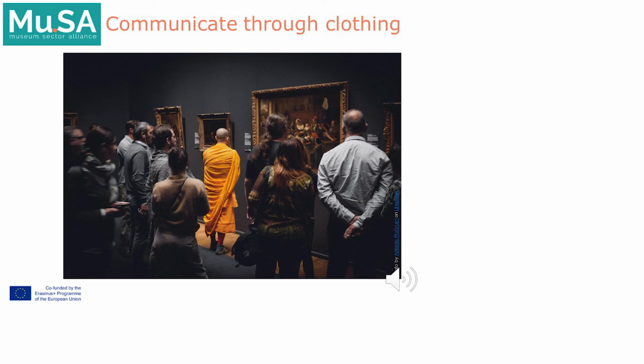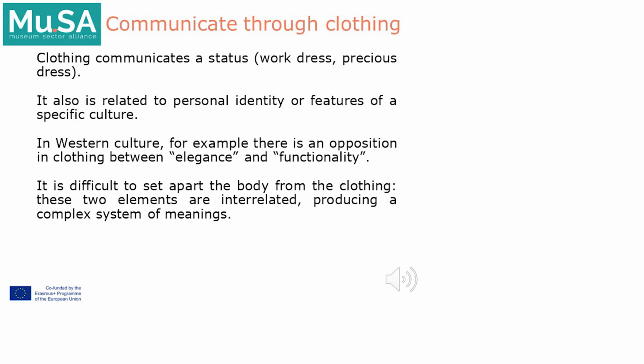Communicating through clothing. Clothing communicates a status, work dress or precious dress. It is also related to the personal identity or features of a specific culture. In Western culture, for example, there is an opposition in clothing between elegance and functionality. It is difficult to set apart the body from the clothing. These two elements are interrelated, producing a complex system of meanings.